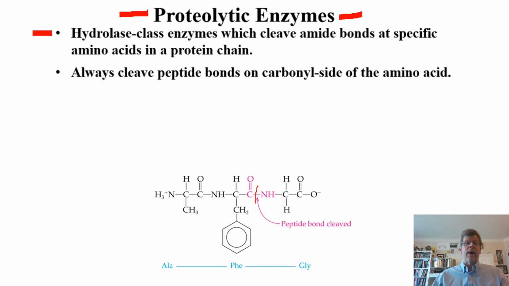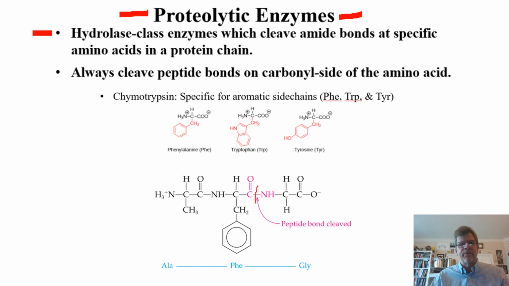So there is a particular name for one of our three proteolytic enzymes that cleaves at phenylalanine and a number of other ones. So let's take a look at that. The first of our three proteolytic enzymes is chymotrypsin. Chymotrypsin specifically cleaves at aromatic side chains, side chains that happen to have an aromatic ring on them. And there are three amino acids which do that: phenylalanine, tryptophan, and tyrosine.